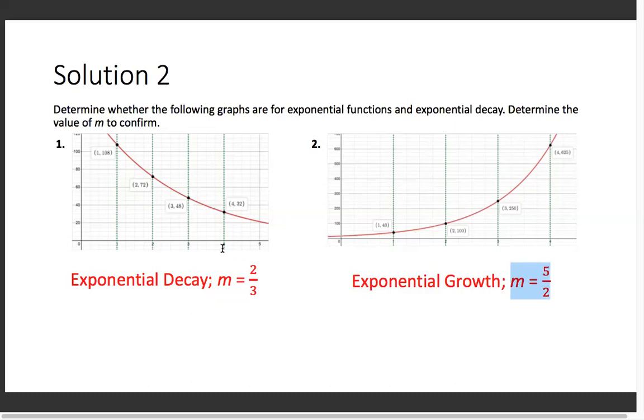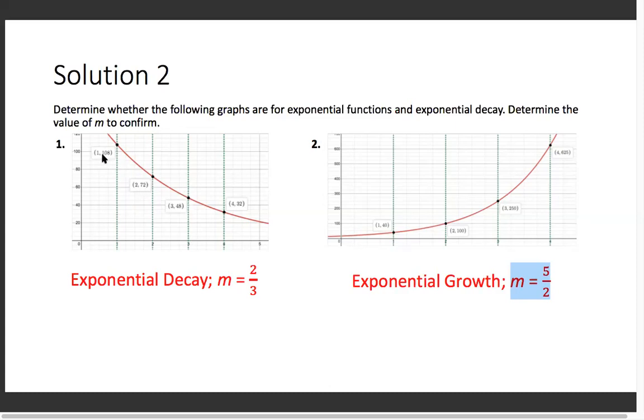It's like viewing it as a series of numbers, but just in a graphical notion. So when you are looking for m, you are only concerned with the y coordinates. In this one, for the first y value, we have 108, and for the second y value, we have 72. So if you are interested in determining the multiplier, you simply divide 72 by 108.